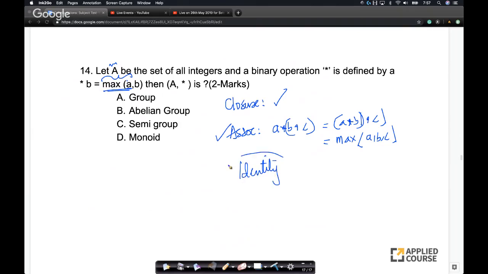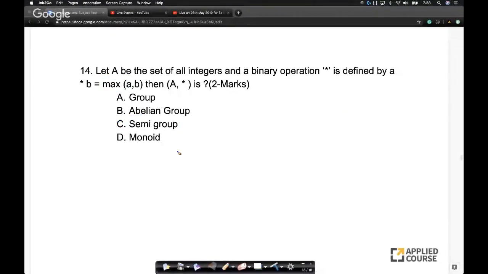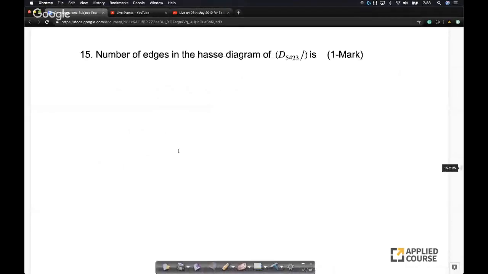The identity does not exist for this, as we've discussed in the course videos, because this satisfies closure and associativity. It's a semi-group. If it satisfies identity, it will become a monoid. If it satisfies inverse, it will become a group. It actually satisfies commutativity, by the way. Max of A comma B is max of B comma A, but it's not an abelian group because it's not a group to start with, and it's also not a monoid. So you can think of it as a commutative semi-group. Again, we have discussed this in the course videos also. So, a straightforward question from the course videos.